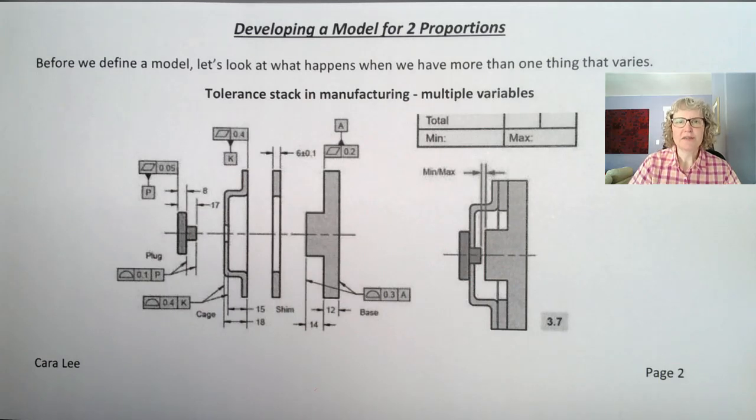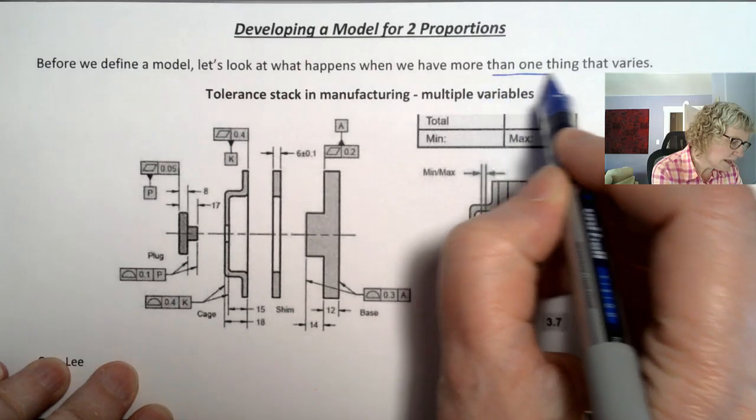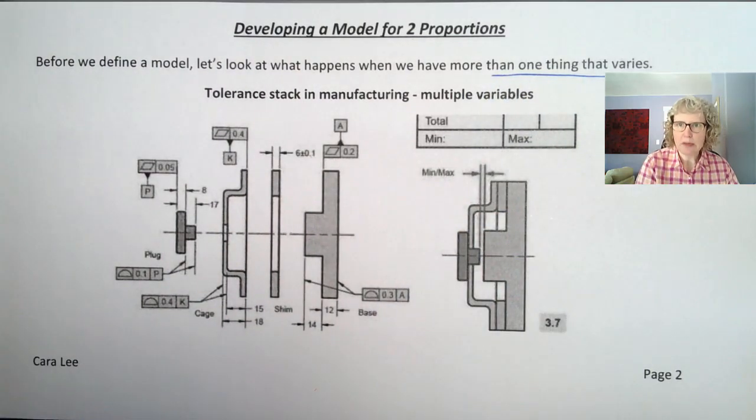Hi again. So in this video, we're going to look at developing a model for two proportions. Before we get into the actual formula and conditions, I want to show you what happens when we have more than one thing that varies. This actually relates to one of the things I did when I worked for Saturn. When you have more than one thing, like two proportions or two means, multiple things are varying, right?